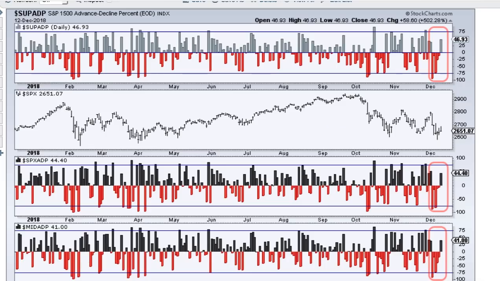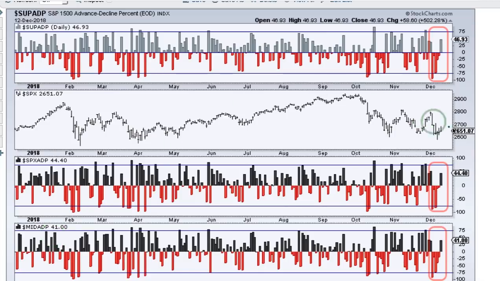So in order to measure the breadth behind the price movements over the last 6 days, I'm going to show the advance-decline percent indicators, and I've showed these before. Basically it's the number of advances less the number of declines divided by the total number of issues. And I've got it for the S&P 1500 at the top, the S&P 500, and the S&P Mid Cap 400. And further below, I've got the S&P Small Cap 600 as well.